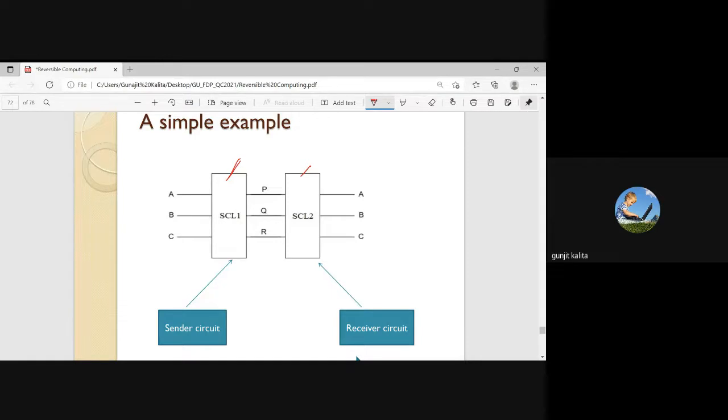The first, a 3-input scalable 1 gate, takes ABC and permutes the bits to PQR. Now this PQR, if you consider it as input to scalable gate 2, will permute it back to ABC. So this will be your sender circuit and this will be your receiver circuit. It's a very brief and basic one. It's not a very secure one, but that is the basic idea. You can utilize your own intuition and your own capability to make it better.